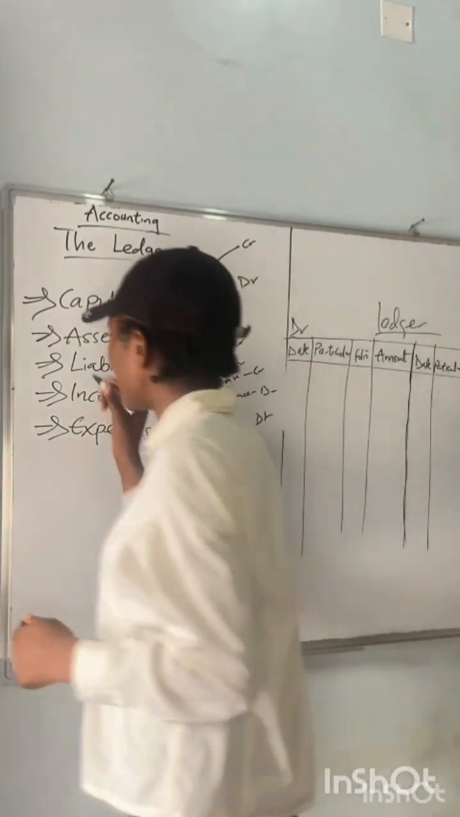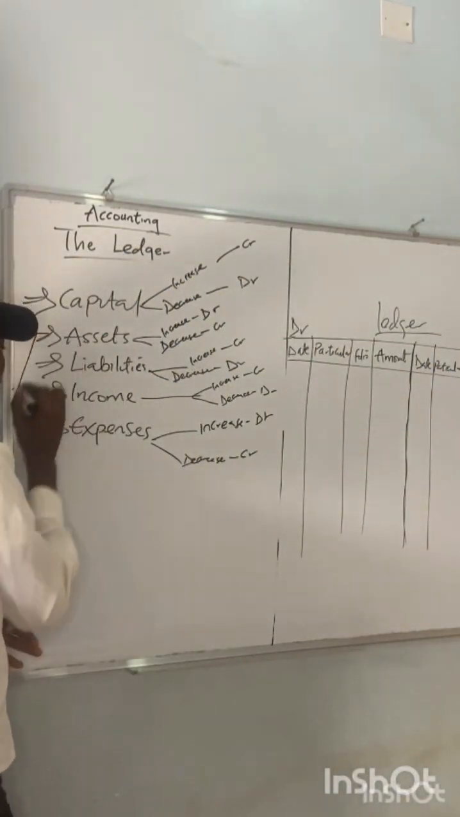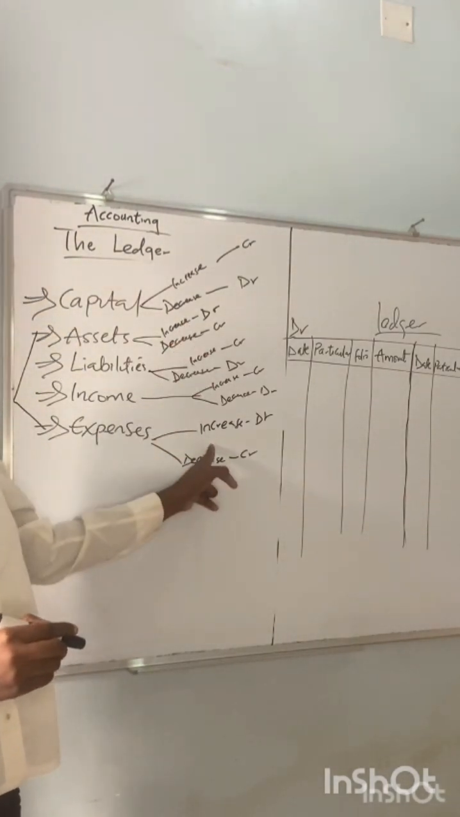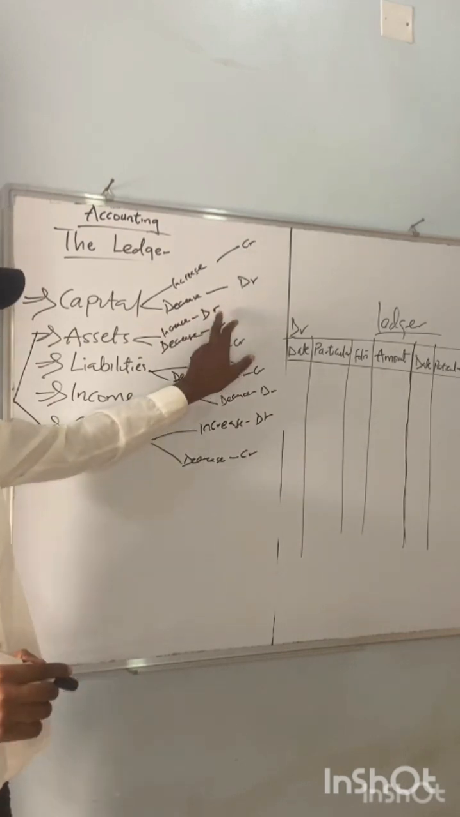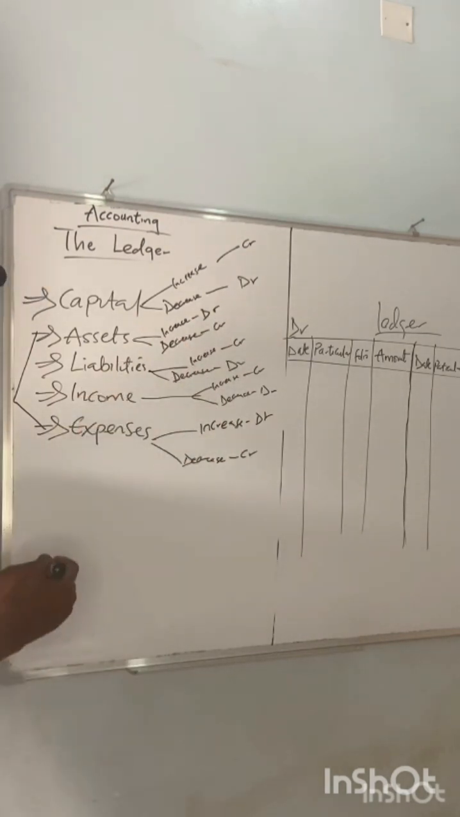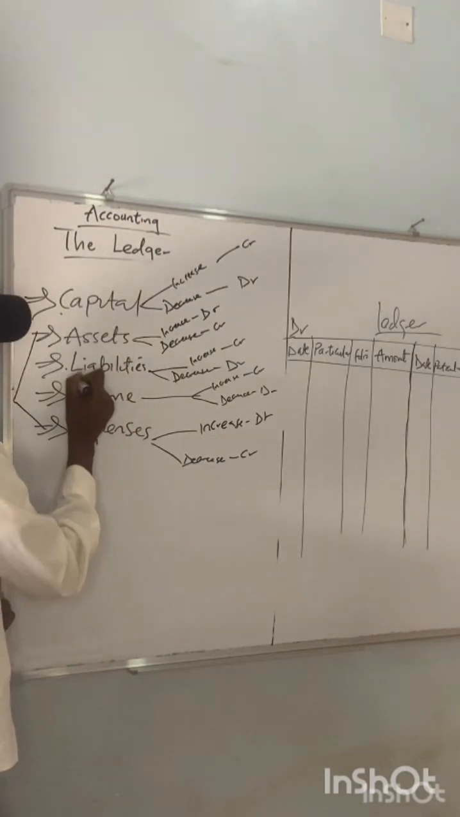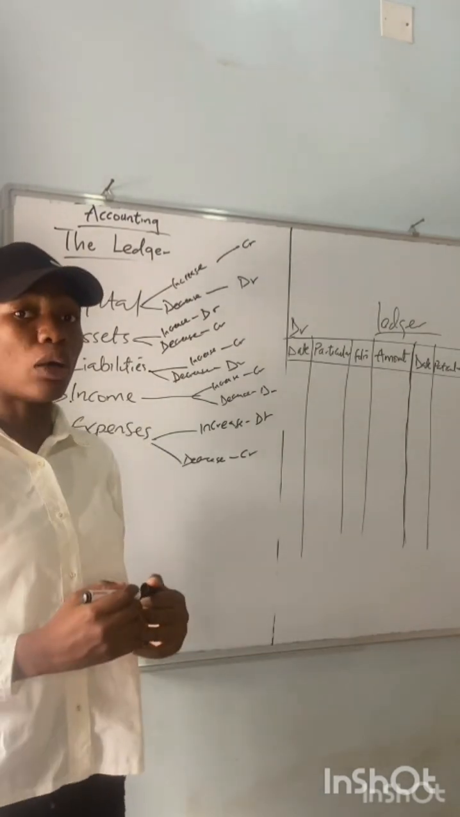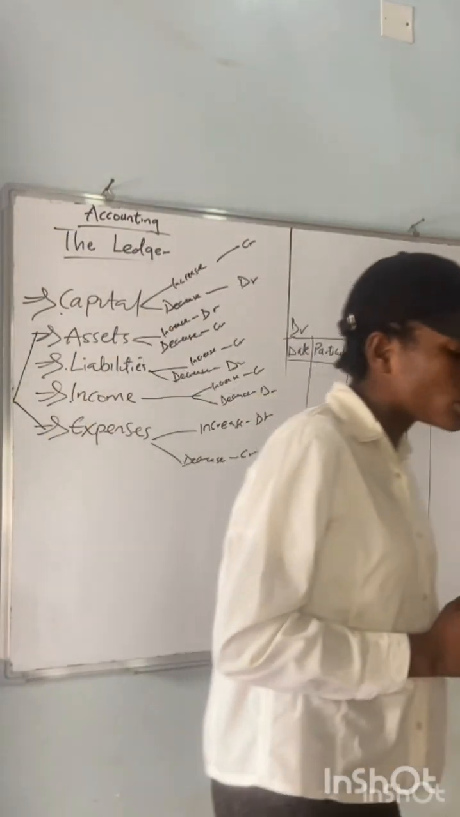Now I'm going to be bringing another classification. We can now merge our assets and expenses together since they follow the same rule, okay? For increase we have debit, and for decrease we are crediting, all right? Then we can merge our capital, our liabilities, and our income, because in an increase they are credited, and then in decrease they are what? Debited.